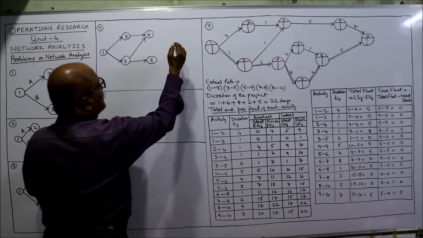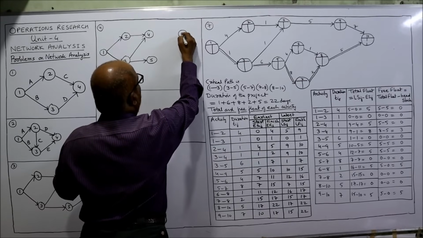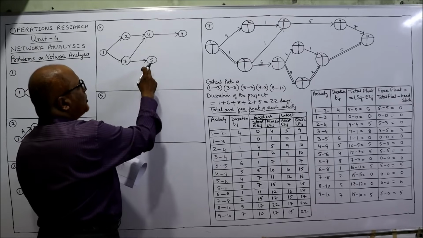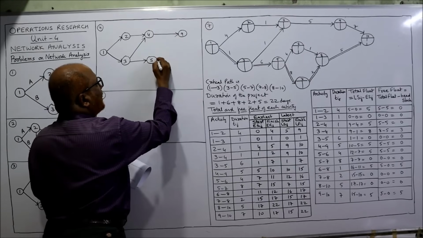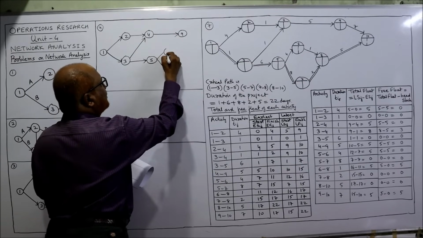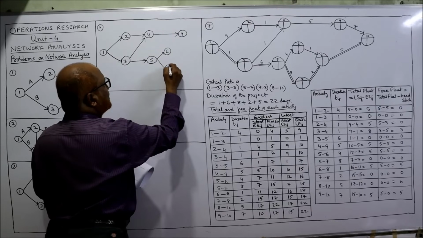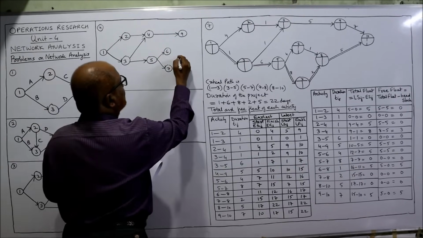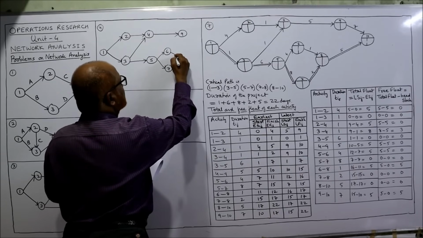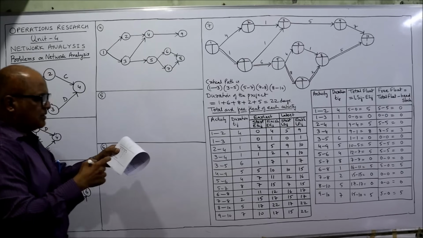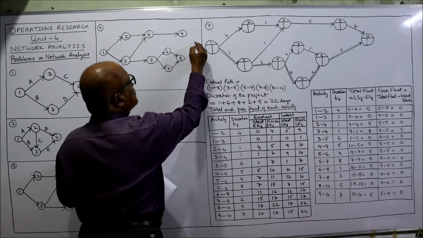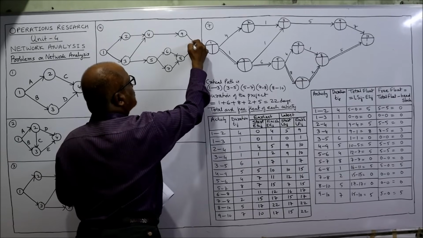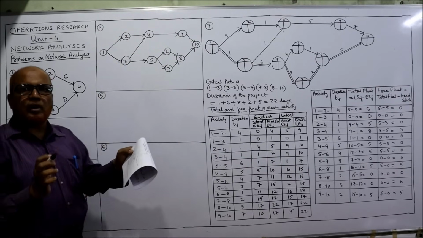Then 4 to 9. Here I am taking 9. 4 to 9. Right? Then 5 to 6, 5 to 7. So two arrows are bursting from 5. 5 to 6 and 5 to 7. This is 5 to 6 and this is 5 to 7. Then we have 6 to 8, 7 to 8. This is 8. This is 6 to 8 and this is 7 to 8. Last one 8 to 10, 9 to 10. So here I am taking 10, 8 to 10 and 9 to 10. That's all. Now we have to write the time.